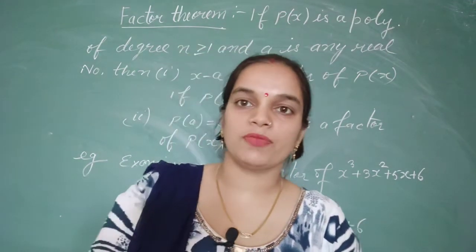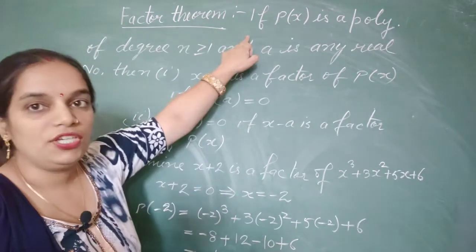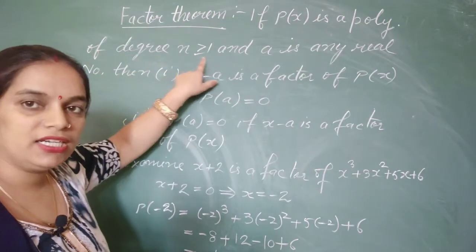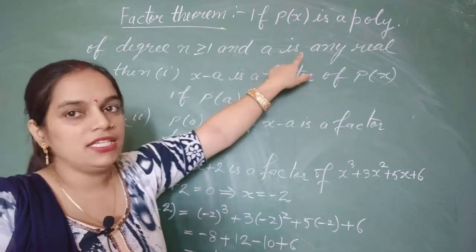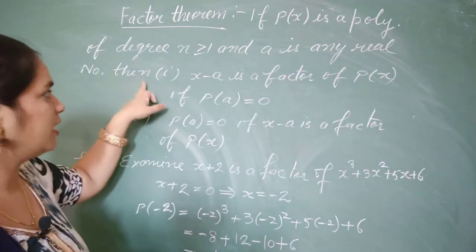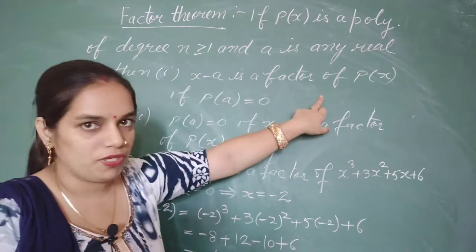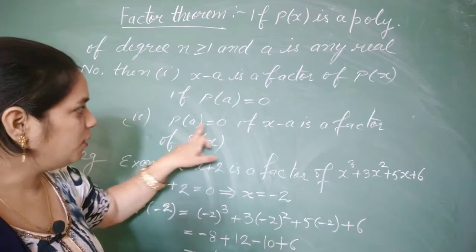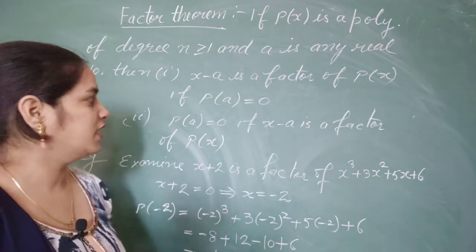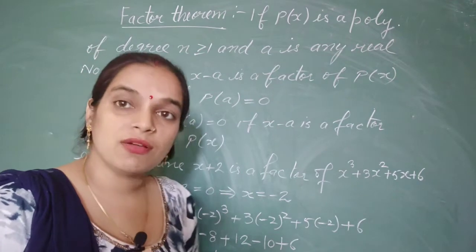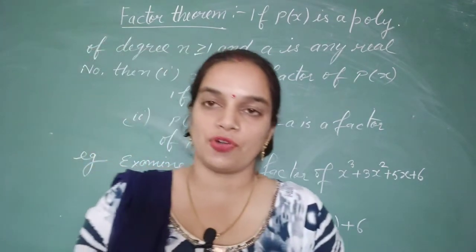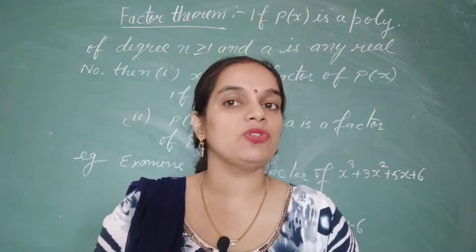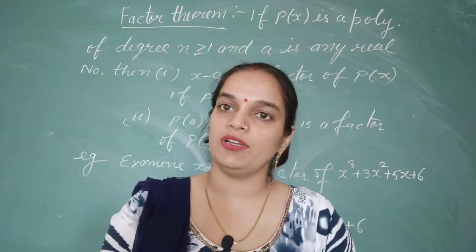As written on the board, the definition of the factor theorem: if p(x) is a polynomial of degree n greater than or equal to 1 and a is any real number, then x minus a is a factor of p(x) if p(a) is equal to 0, and its reciprocal result, p(a) is equal to 0 if x minus a is a factor of p(x). Means both the sides the result are true.